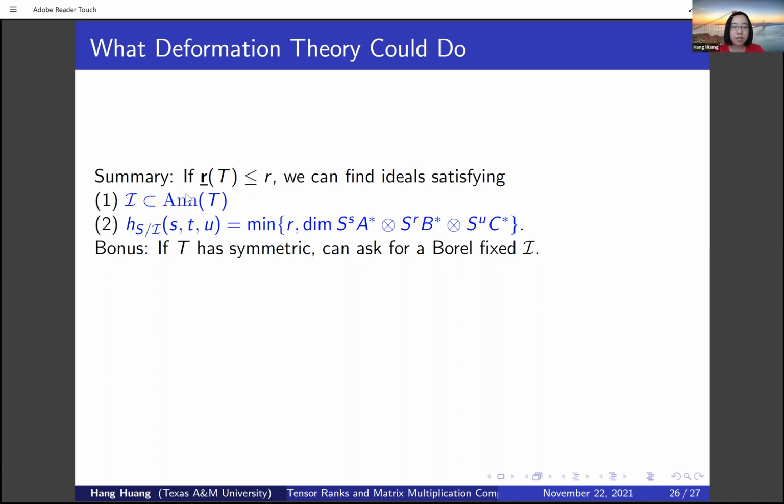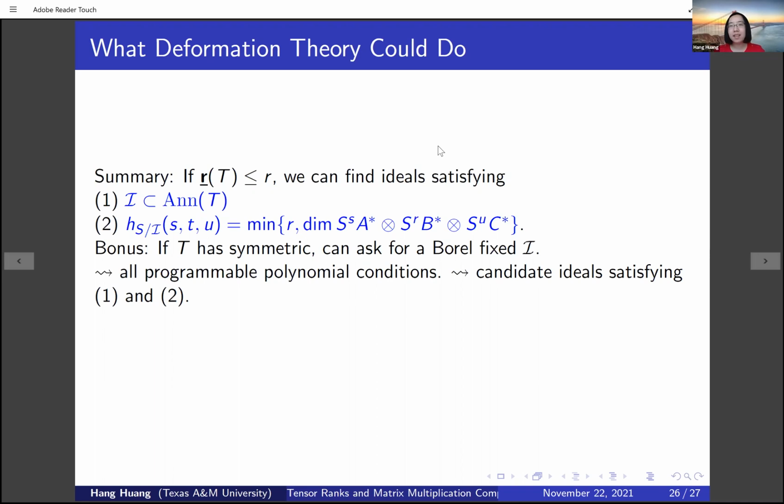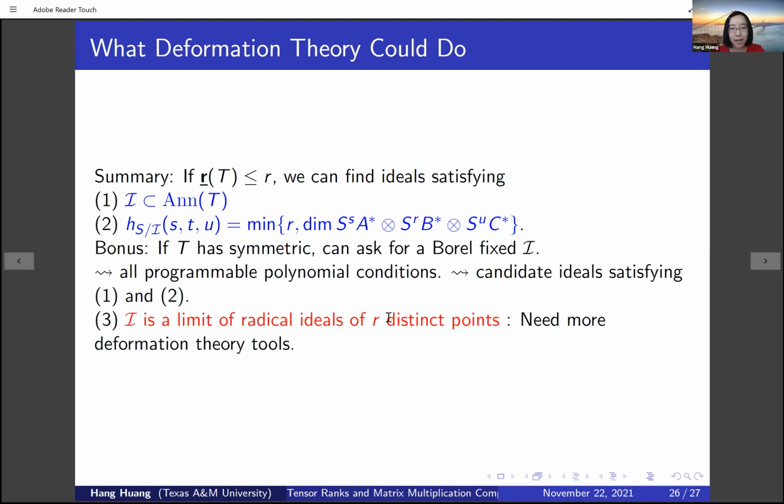So these two conditions are in fact programmable polynomial conditions. And we do have programs explicitly implementing these two conditions, and you give it a tensor, then it will tell you what are the candidate ideals that satisfy these two conditions. However, the third condition is more subtle. You want to make sure that your ideal is a limit of radical ideals of distinct points. This condition is very similar to asking whether a zero-dimensional scheme is smoothable or not. So we need more deformation theory tools in order to check this condition. Basically, that's the broad picture of what border apolarity is doing.